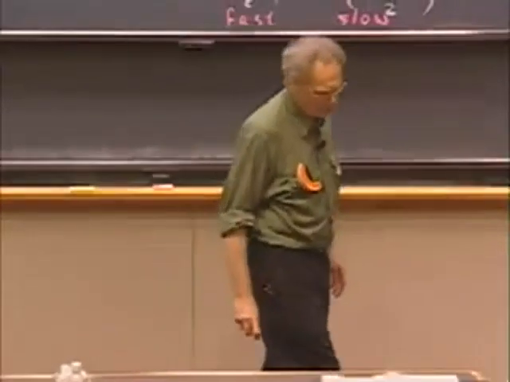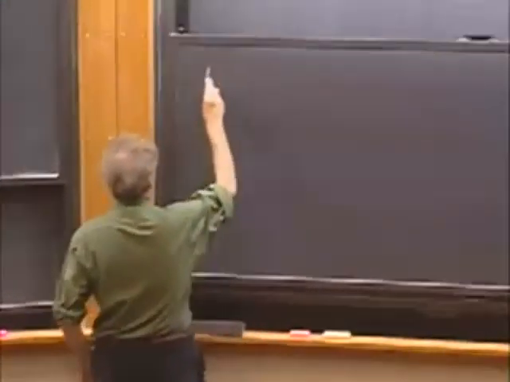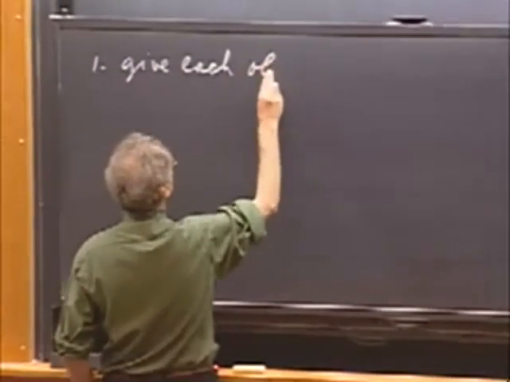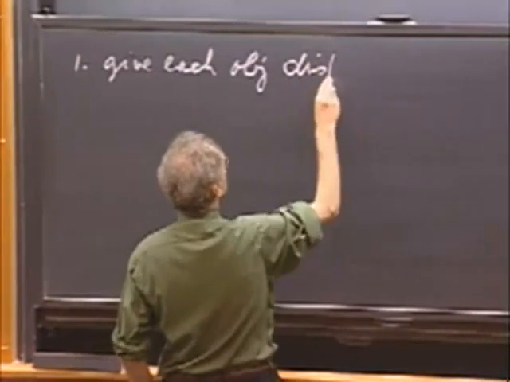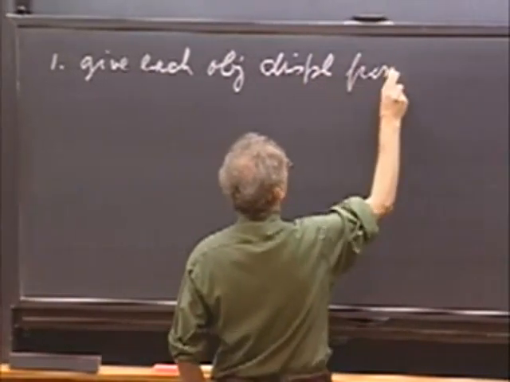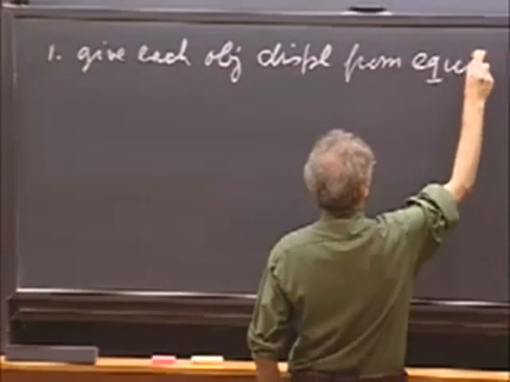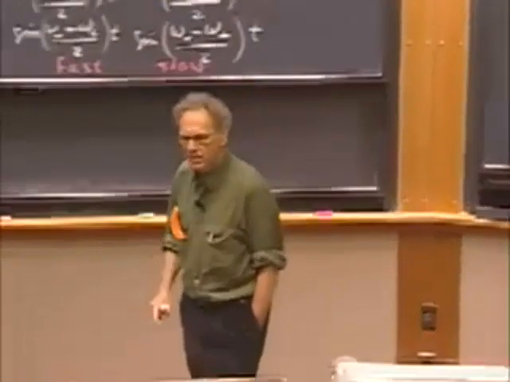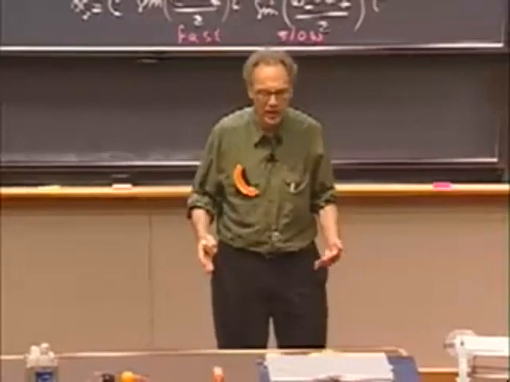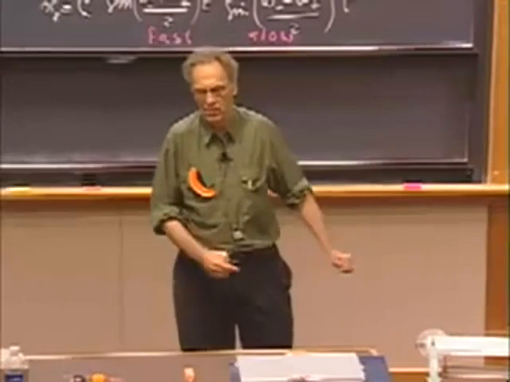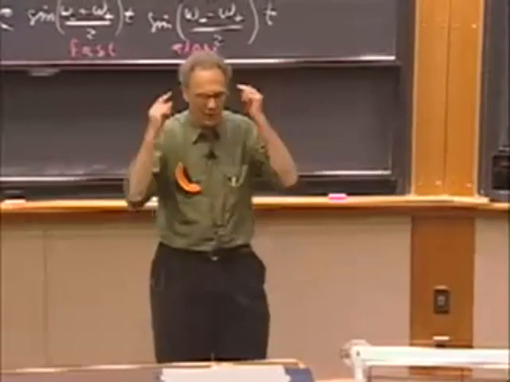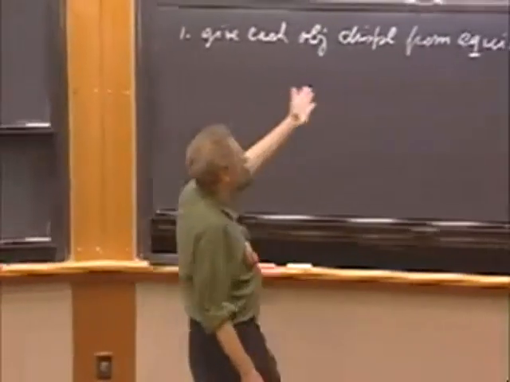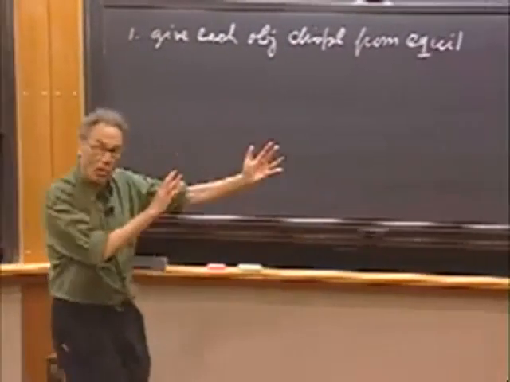So the first thing that you do, that's number one, you give each object a displacement from equilibrium. Even though you're free to choose the direction, I always, a matter of discipline, set them all off in the same direction. That's not a must, but that reduces the chance of mistakes. But you give them a displacement, and I always do them always in the same direction.